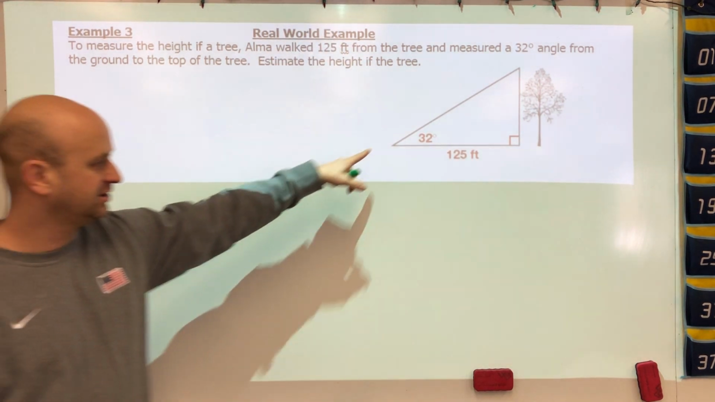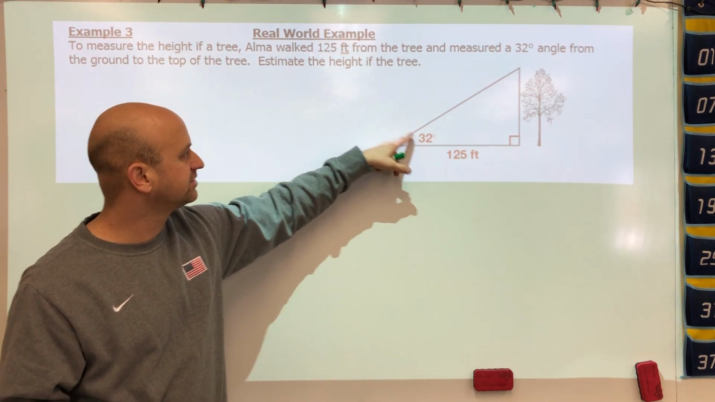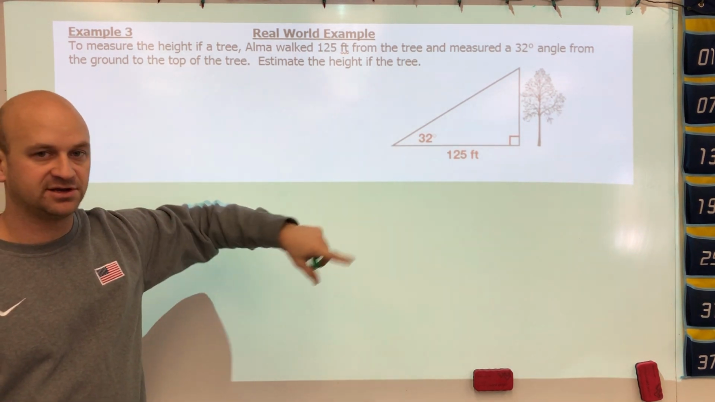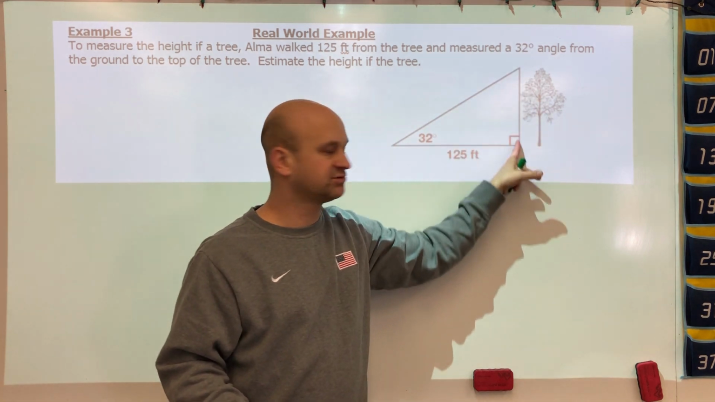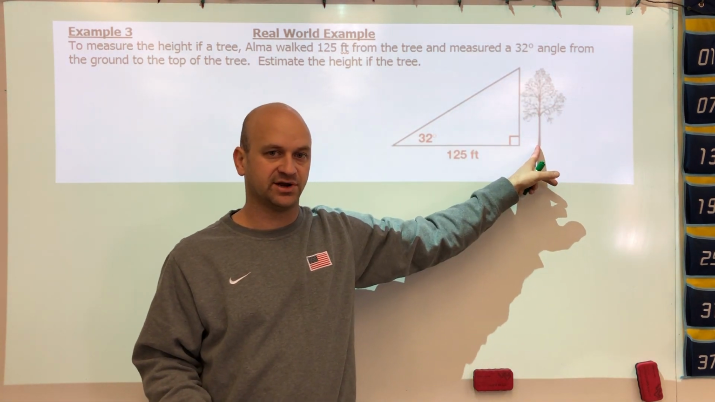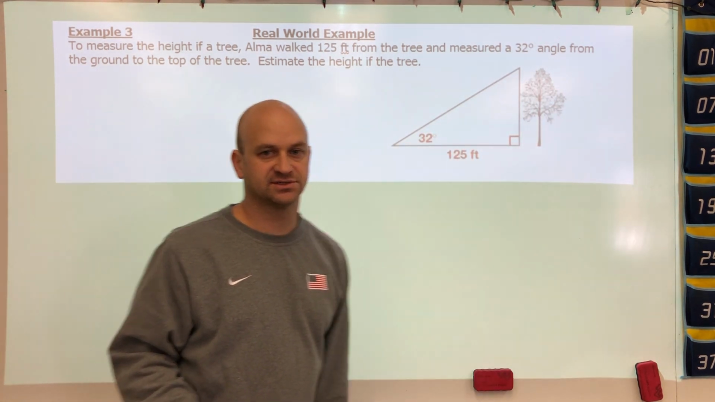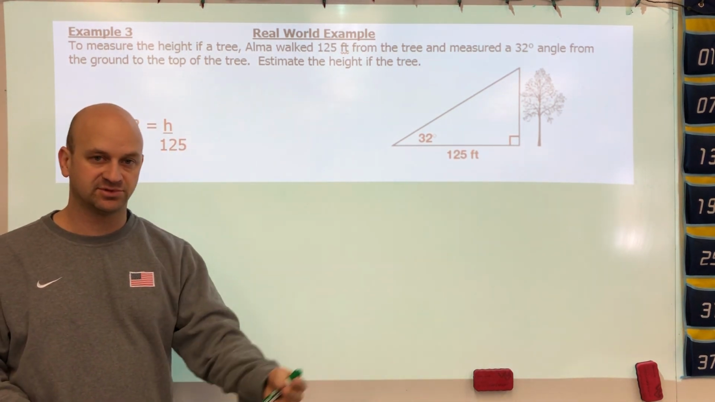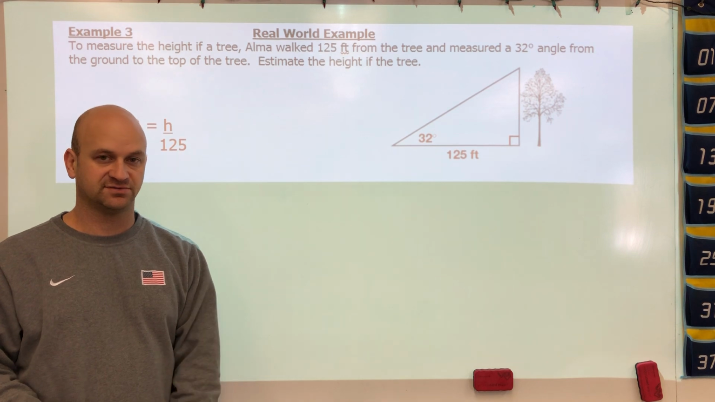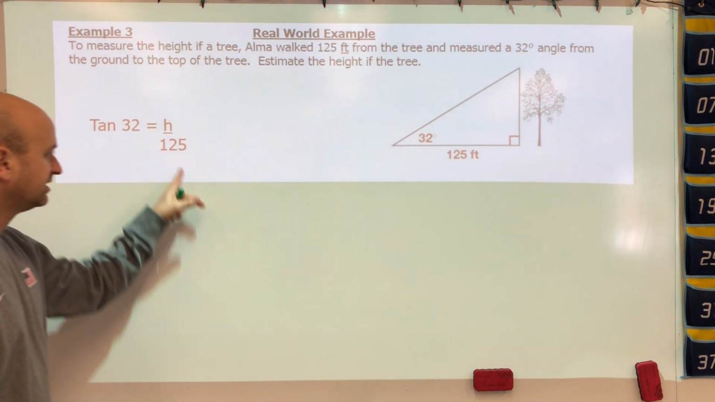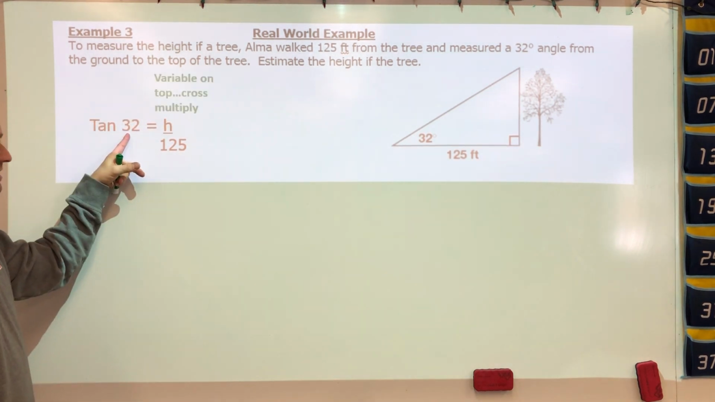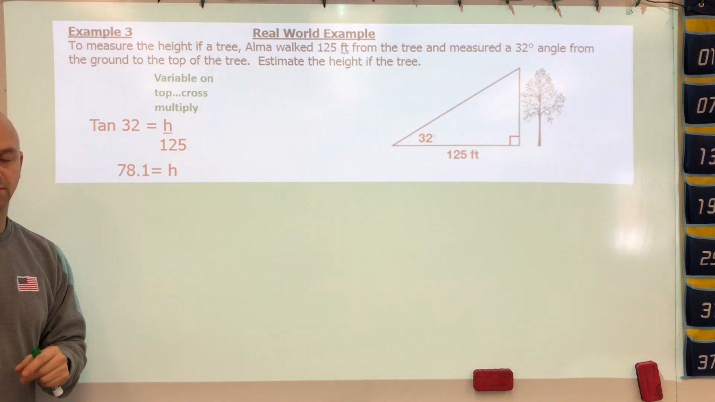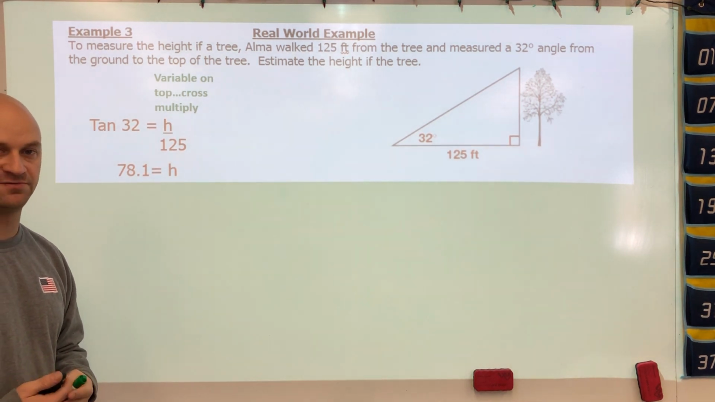So in this case, the angle is here, and they want you to estimate the height of the tree. So the height of the tree would be the opposite side of our right triangle. This would become the adjacent side, so we're using tangent. Now in this case, the variable's on top, and if you remember just a few minutes ago, we talked about if the variable's on top, we're gonna cross multiply. So 125 times tangent 32, and you should get a height of about 78.1 feet.